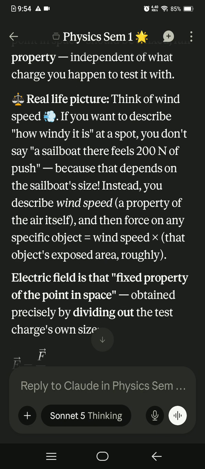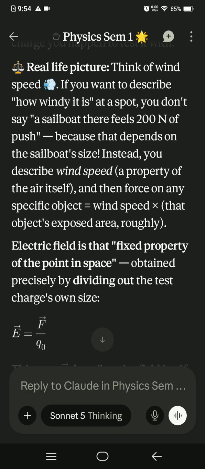Real life picture: think of wind speed. If you want to describe how windy it is at a spot, you don't say a sailboat there feels 200 newton of push, because that depends on the sailboat's size. Instead, you describe wind speed, a property of air itself, and then the force on any specific object equals wind speed times that object's exposed area, roughly.